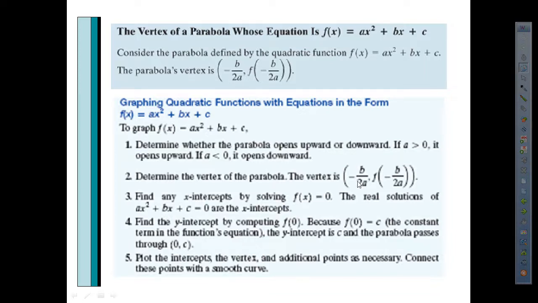And then after that, once you find the vertex, everything else is done exactly the same as it was before. You're going to find any x-intercepts by solving f of x equals 0. You're going to find the y-intercept by computing f of 0, and you're going to plot any extra points you need from that. So the only thing that's really changing here is the fact that you actually have a little formula that you've got to use to find the x component for the vertex, and then you have to plug that value into the function to find the y. It's not right there in the equation.